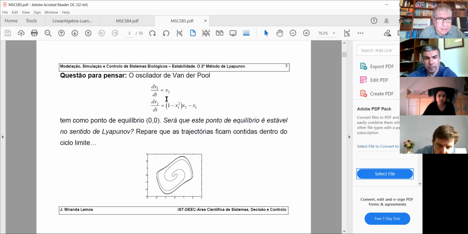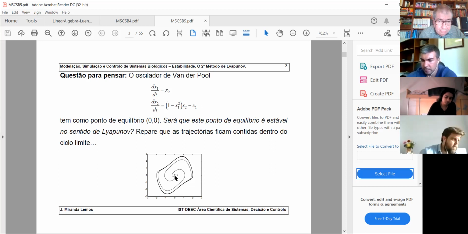What happens to the first derivative at 0, 0? 0. What about the derivative of x2? 0. For x2 equal to 0, x1 equal to 0, this is 0. Not much difficult to see. So the origin is an equilibrium point, okay?